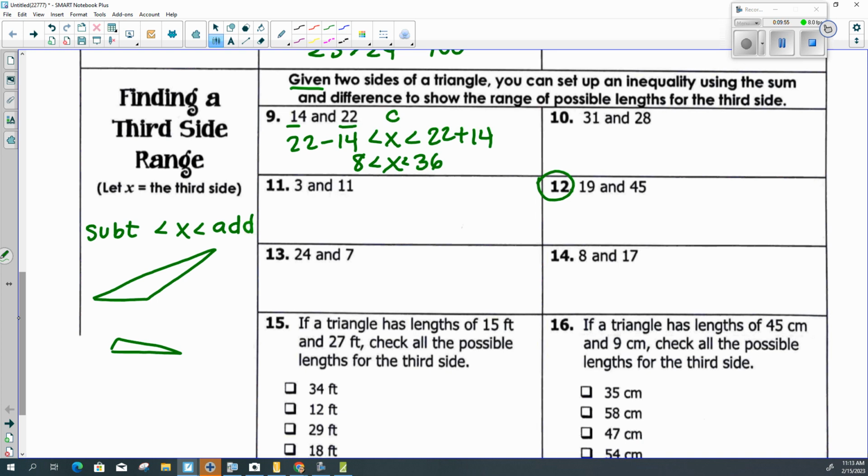If you and your neighbor look like you're both done with 12, will you please compare, make sure your equations are both set up properly? Make sure you both got the same inequality to show how big or how small that third side can be. Because this was the last example that I was going to do like that.